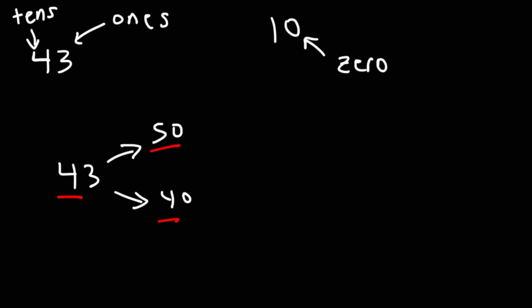The way we can determine that is by looking at the digit to the right, to the ones place. If that number is 4 or less, we're going to round down. If it's 5 or more, we're going to round up. Well, 3 is less than 4, so we're going to round down. Therefore, the answer is going to be 40.